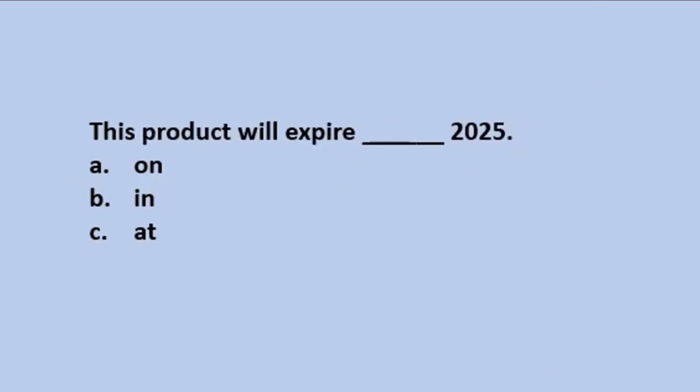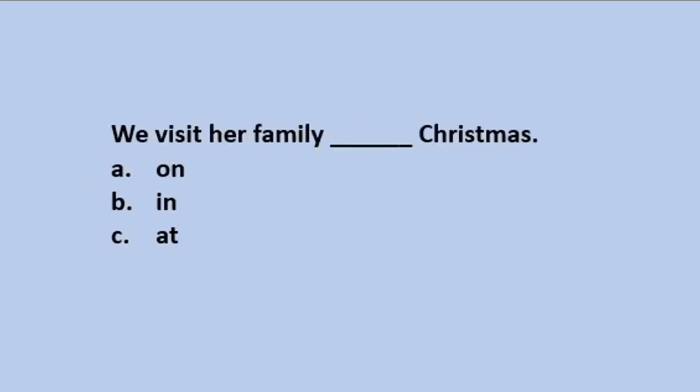How about this one? This product will expire blank 2025. A on, B in, C at. What's your answer here? If your answer is in, you're correct. We will always use in for years. How about this one? We visit her family blank Christmas. A on, B in, C at. If your answer is at, you're correct. We will visit her family at Christmas.